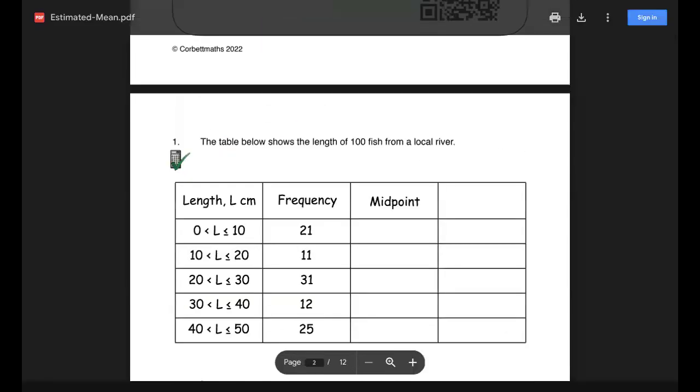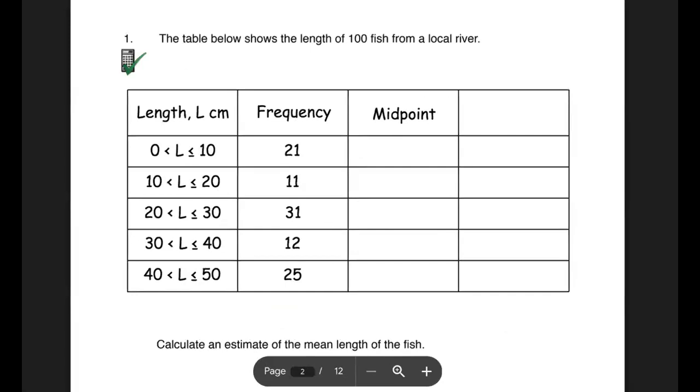In this case, it's required for you to use a calculator. That is why I would advise you, in the exam too, they will give you a calculator to work on. So don't be scared. We want to look at estimated mean, and there's a particular direction you follow.